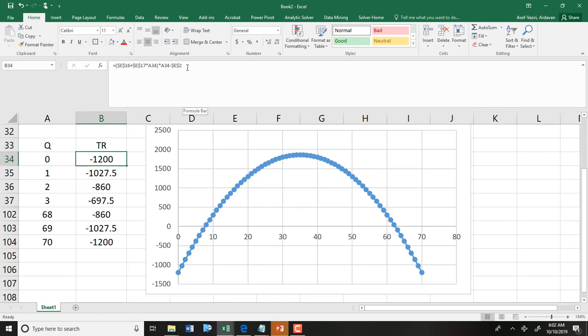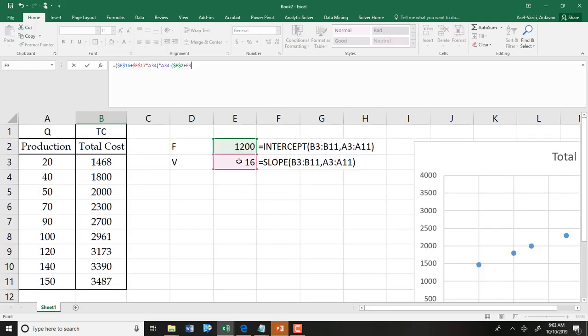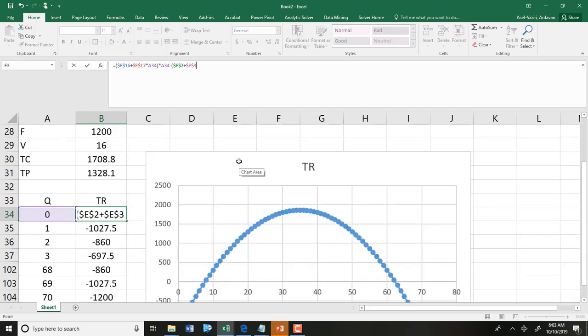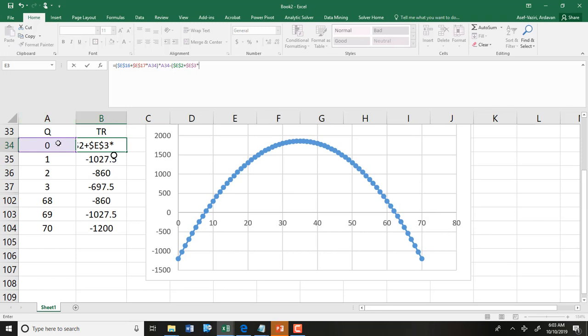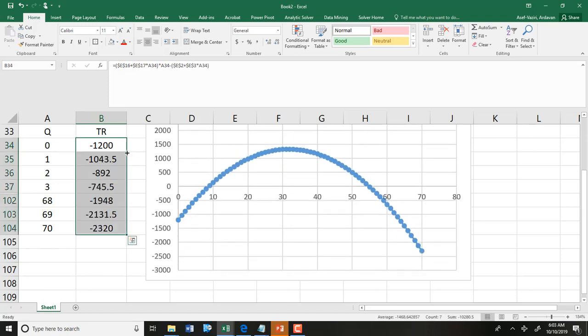But it is not enough. I should also subtract the variable cost. So I go and put a parenthesis before fixed cost, which negative sign is over there, plus variable cost, which is here. Don't forget to lock it because you want to copy it down, multiplied by the quantity that I am producing. And that quantity is here. And then I close the parenthesis and enter it and copy it down.